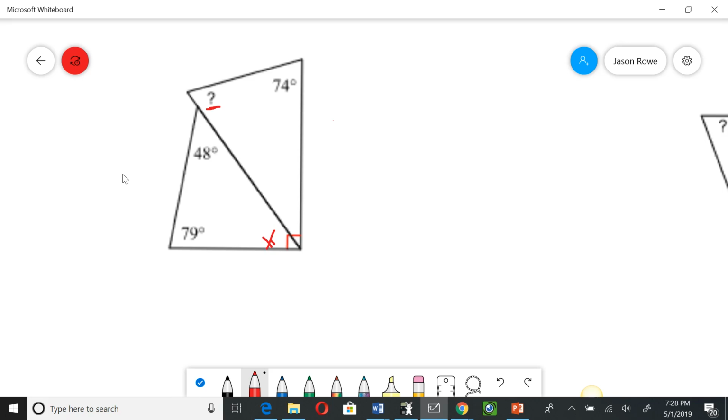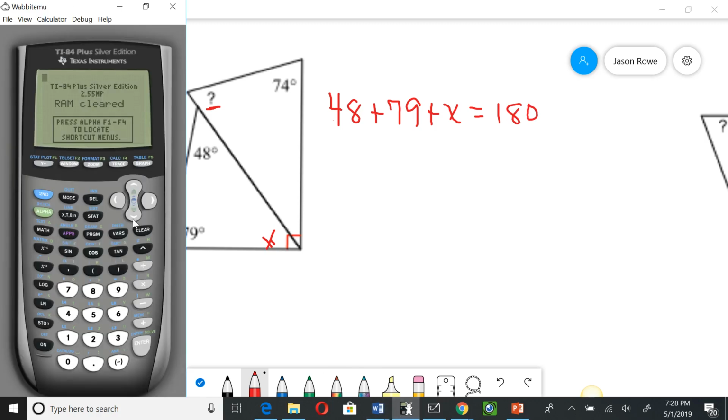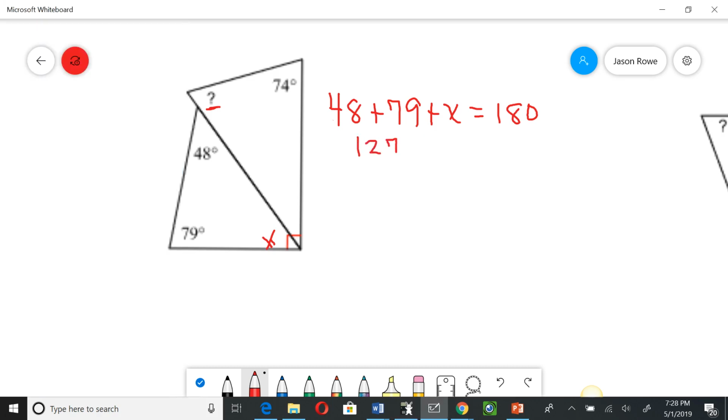So let's get started. So the interior sum theorem says that if we add all three angles, we get 180. So for the first triangle, we have to add 48 plus 79 plus X. And if we do that, we'll get 180 degrees. So let's pull out our calculator and let's add these things up. So I'm going to add these two values right here, 48 plus 79. That gives us 127 degrees.